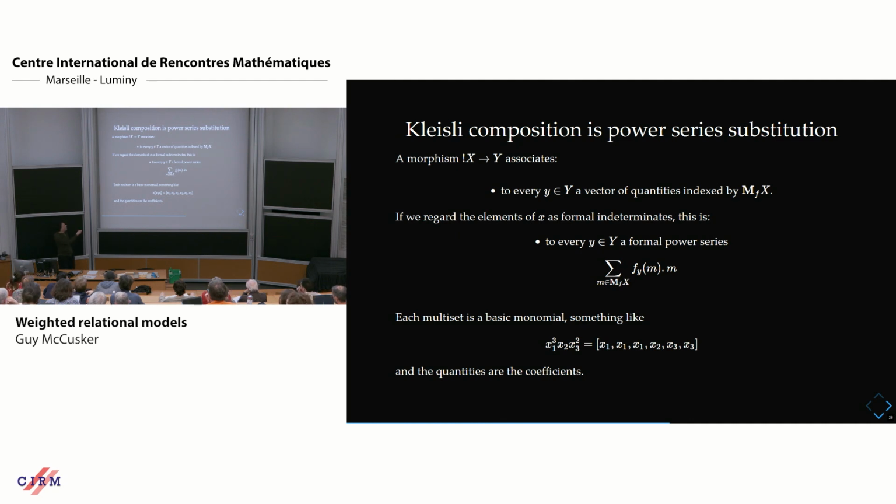So let's look at morphisms from bang x to y, where x and y are just sets. This will associate to every output y a vector of quantities indexed by multisets over x's.